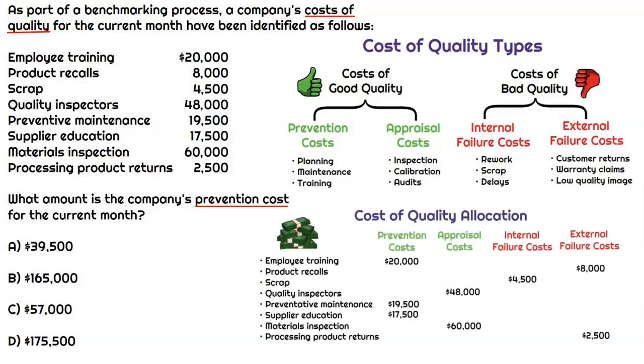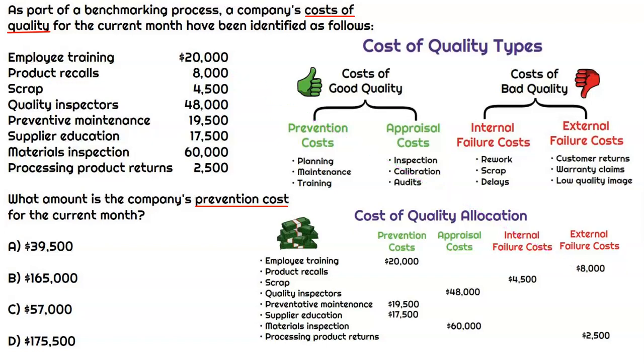So let's start with the first one, employee training costs of $20,000. Well, when we train our employees, we're helping prevent issues, right? Now they know what to look for and how to have a good product. So employee training costs are going to be prevention costs. So put that $20,000 under prevention costs. The next item is product recalls for $8,000. So we would only recall a product after it's been sold to a customer and then there's an issue and we have to recall it back, right? So that is an example of an external failure cost.